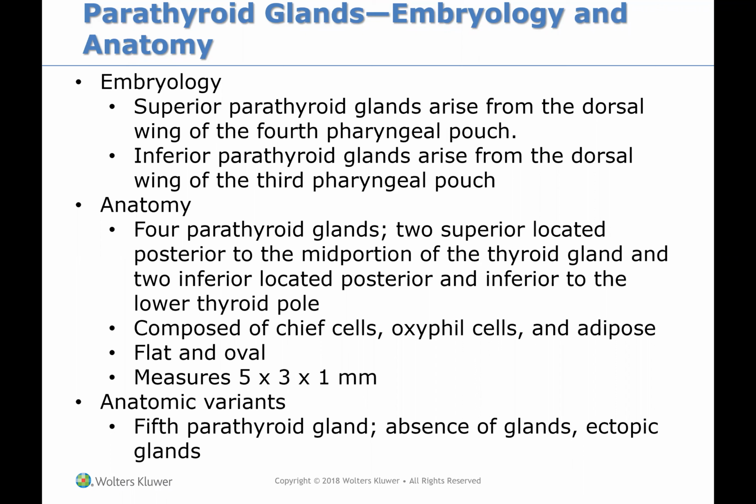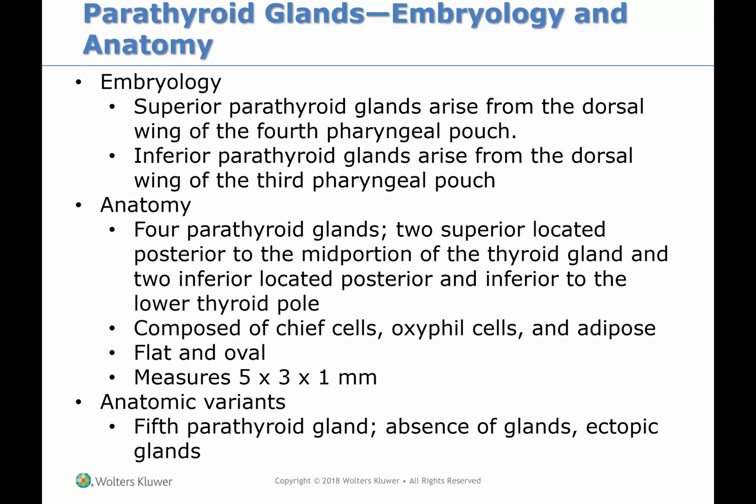The superior parathyroid glands arise from the dorsal wing of the fourth pharyngeal pouch, and the inferior parathyroid glands arise from the dorsal wing of the third pharyngeal pouch. There's four parathyroid glands, which I want you to know, two superior located posterior to the mid portion of the thyroid gland, and two inferior located posterior and inferior to the lower pole.